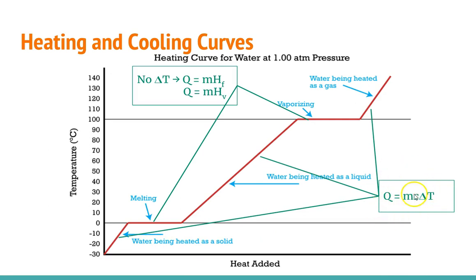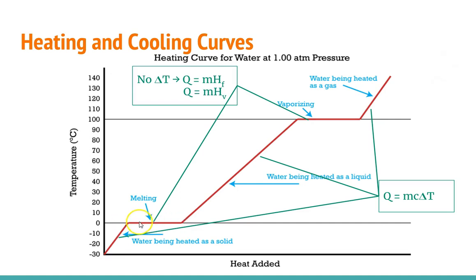We're not going to get into these calculations just yet. We'll come back to that in the future. The main point here is that there's plateaus at the melting point and vaporization point. And that's due to, again, think of the particle picture, right? We have to absorb energy in order to break those bonds.